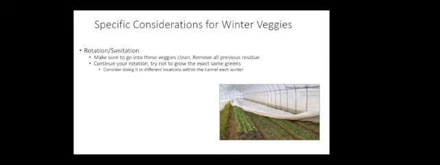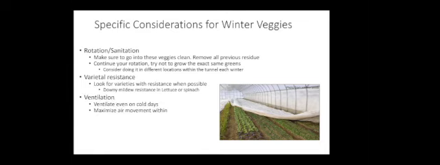Continue your rotation. If you already were growing some kind of leafy vegetable, don't go to another one immediately. Maybe just consider going to different locations in your tunnel. Look for varieties that are resistant when possible. Downy mildew is a big issue, and if you can get a variety that's resistant in lettuce or spinach, which does exist, and you have this issue, then definitely look for that as an option.